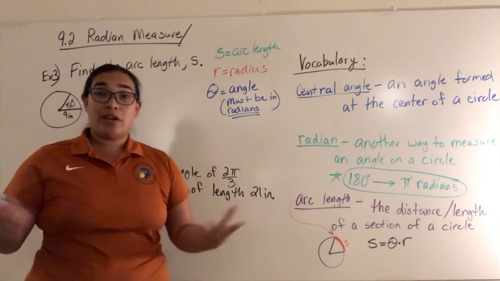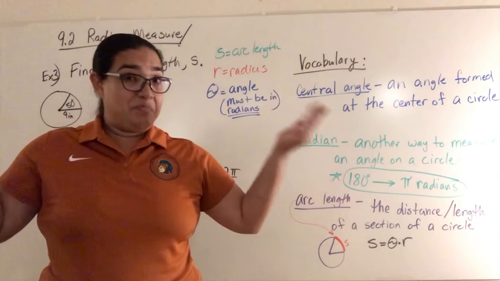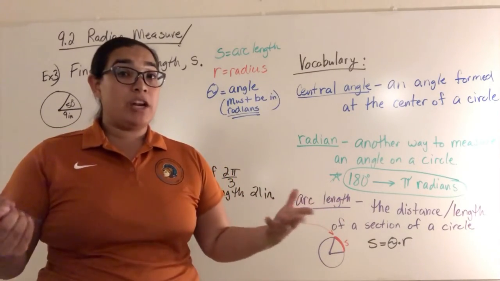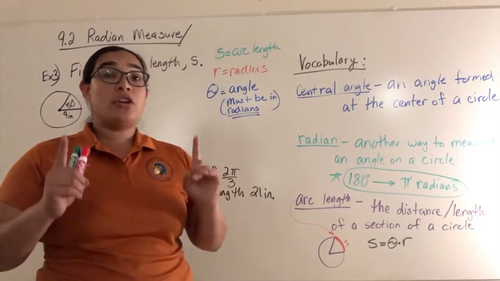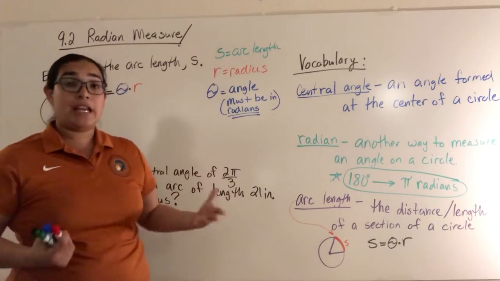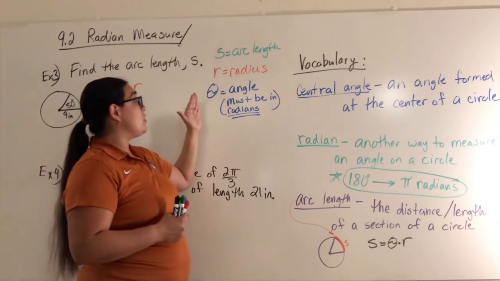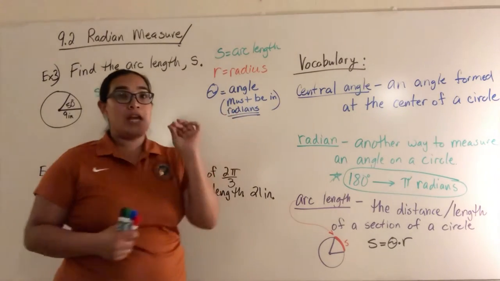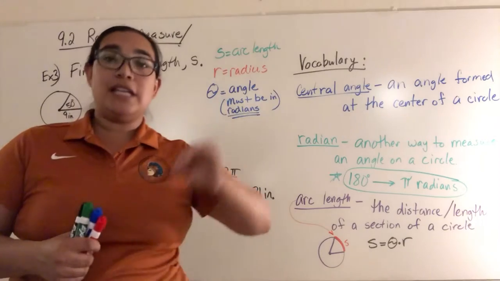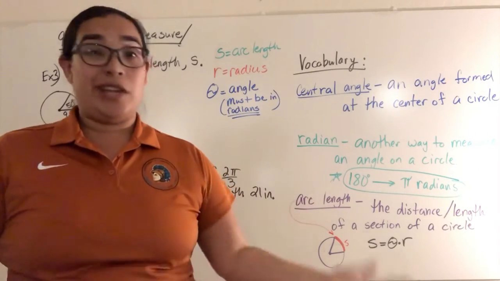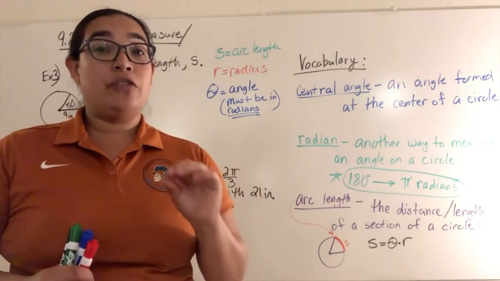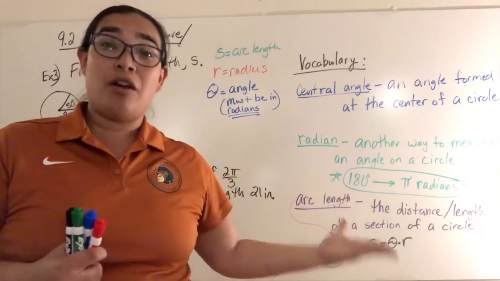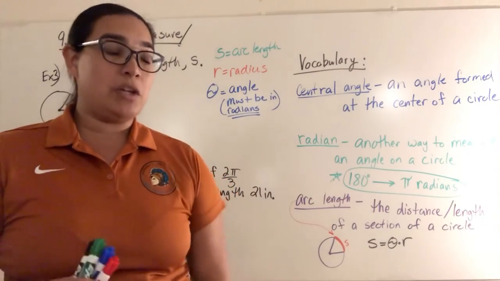Now angle can be anything. It could be, you know, 145 degrees. It could also be measured in radians. Key thing, when you're calculating arc length, you have to use your theta and it has to be in radian measure. You cannot plug a degree measure into the formula for arc length. You will not get the right answer. You've got to make sure you first convert your degrees into radians if it's not already converted. So some things to watch out for.